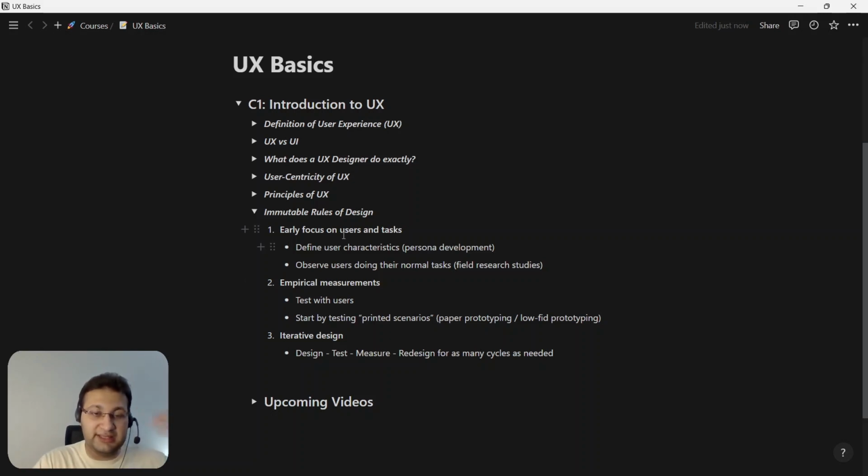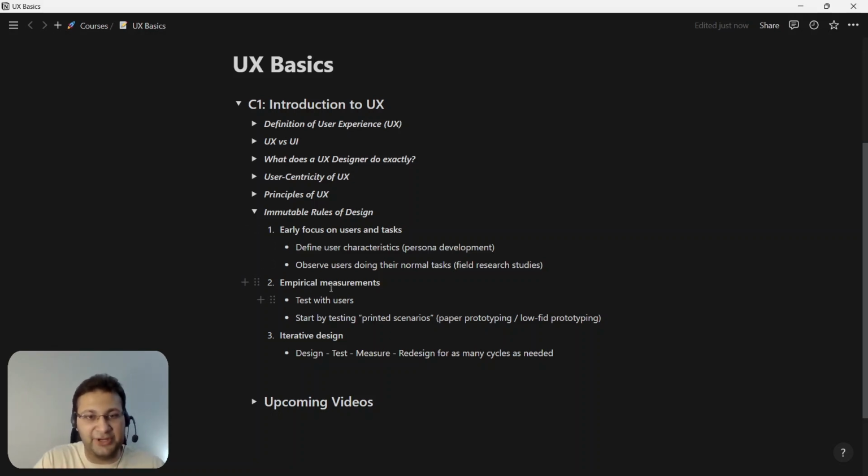The first one is early focus on users and tasks. This has stayed true through the test of time: you need to define user characteristics early on. That's persona development as we call it today. And the other thing is to observe users doing their normal tasks, which is the field research studies we have nowadays. So the early focus on users and tasks is one of the immutable rules of design, which puts the user in user experience and user centricity of the discipline. So that's immutable rule number one.